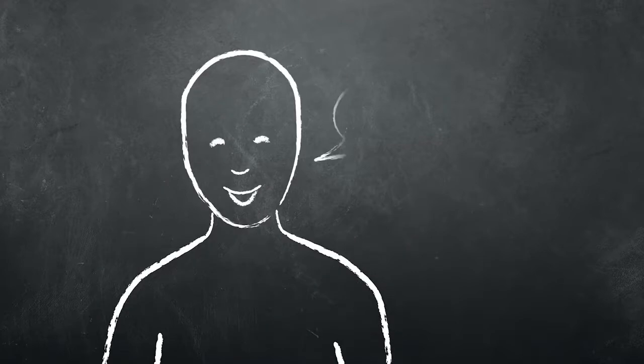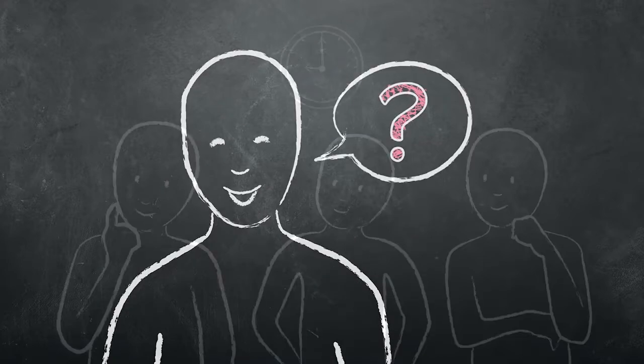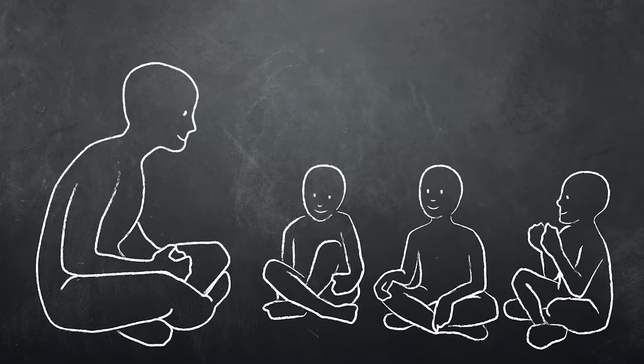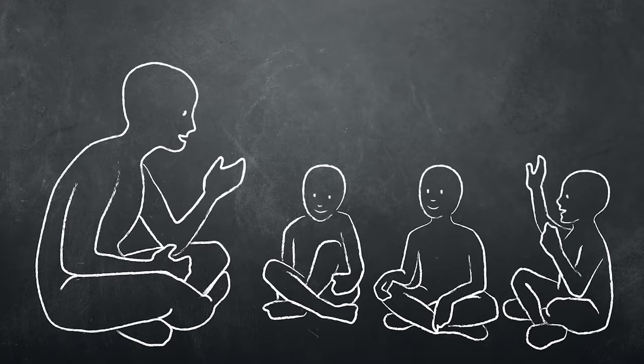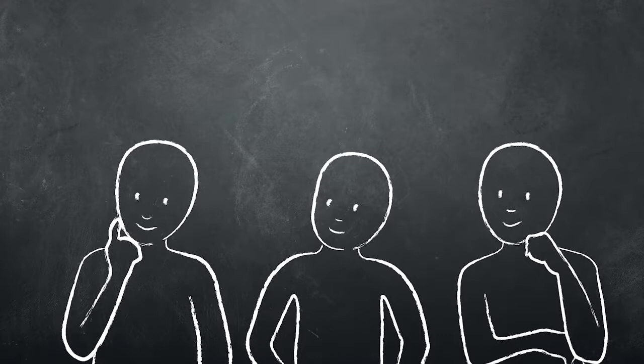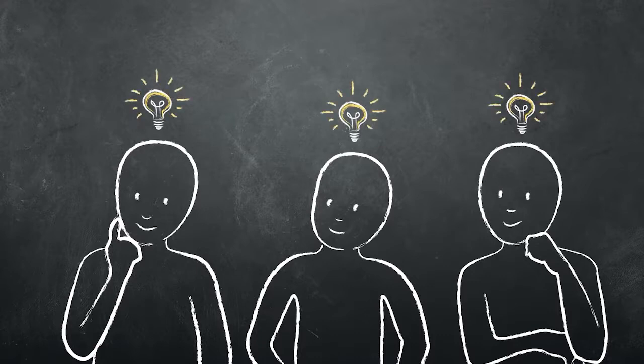Then the teacher asks the question. The wait time lasts a few seconds. Then the teacher signals for the students to give their answers. This method seems simple, but it is important to allow time for students to think more deeply about a question.